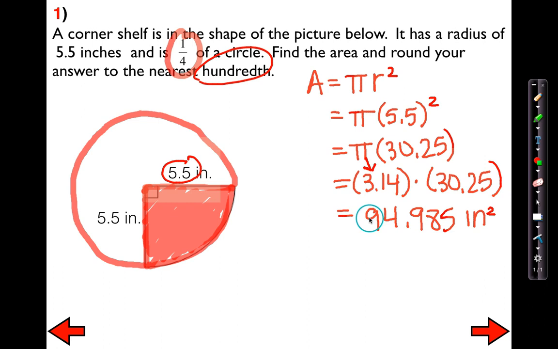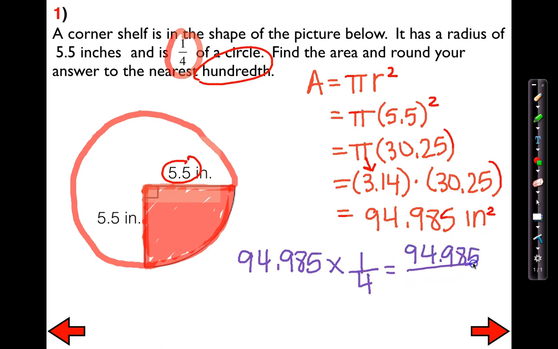Why? Because this is actually the area of the entire circle. And I'm not interested in finding the area of the entire circle. I'm specifically concentrating on this 1/4 of a circle. So am I done? The answer is no. What I will have to do now is take the area of the entire circle, which happens to be 94.985, and I'm going to take 1/4 of it. What you're going to find yourself doing is a quick way is basically you're going to divide by 4.